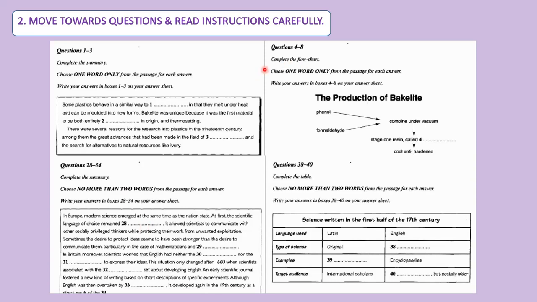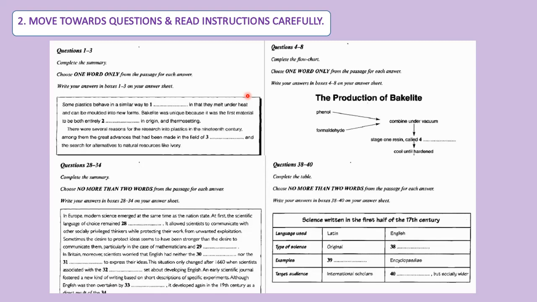Let's read out another instruction. Another instruction says complete the flowchart. Choose one word only from the passage for each answer. Again, here the examiner is saying you have to select only one word, and I'll be selecting only one word. Here the examiner says choose no more than two words. No more than two words means the answer could be of one word, the answer could be of two words. I hope you have clarified all these things so far. You have understood very well. I believe that you must have understood, and with that perception, I'm moving forward.